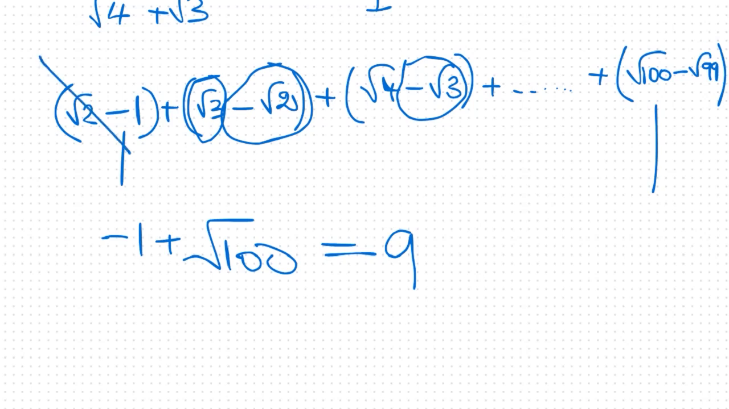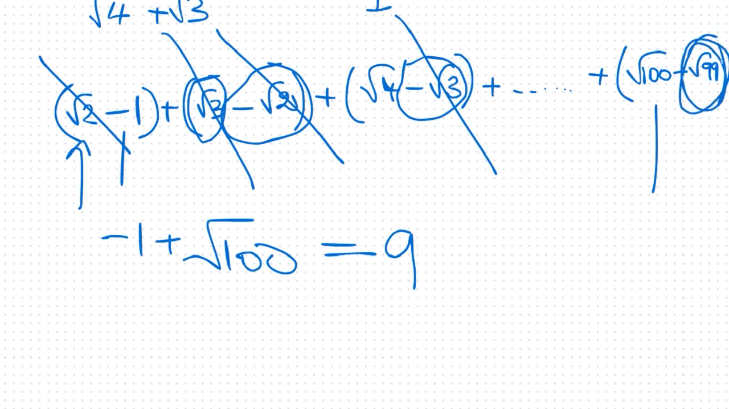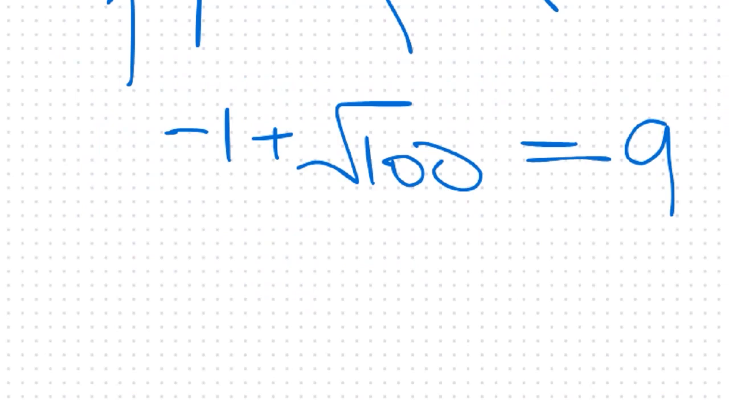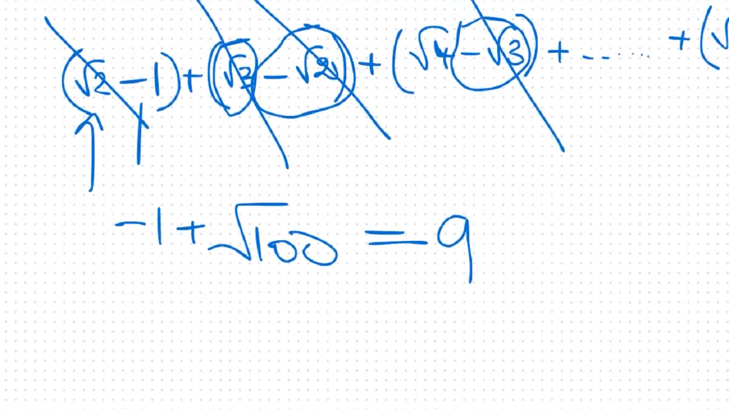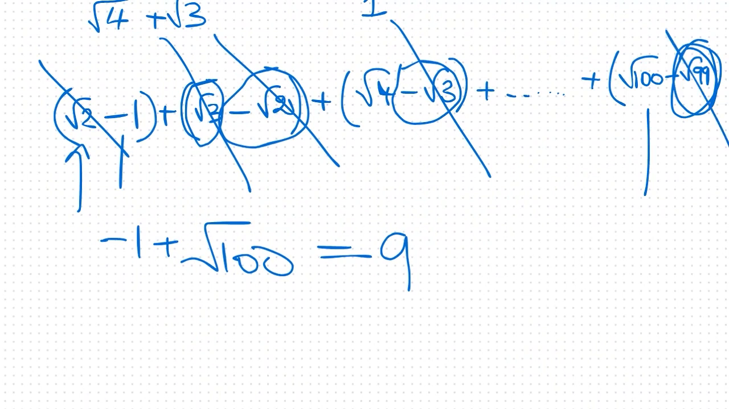So there is a series. The first term in the bracket is eliminated by the next one in the second term, like this. So the first one in the bracket has been eliminated by the next one in the next term. This root 99 term might have been eliminated here.